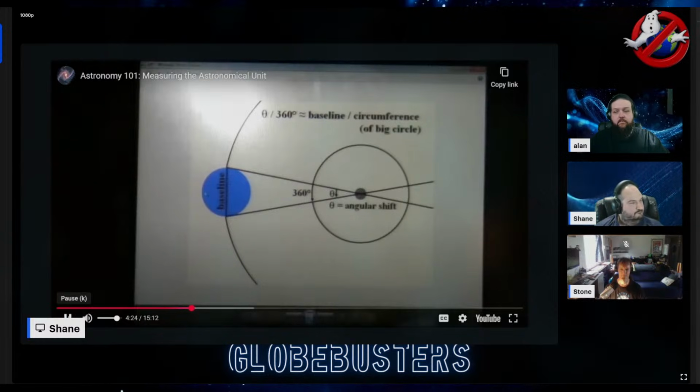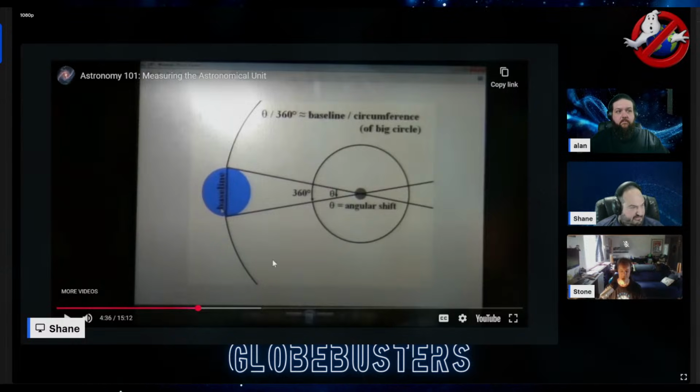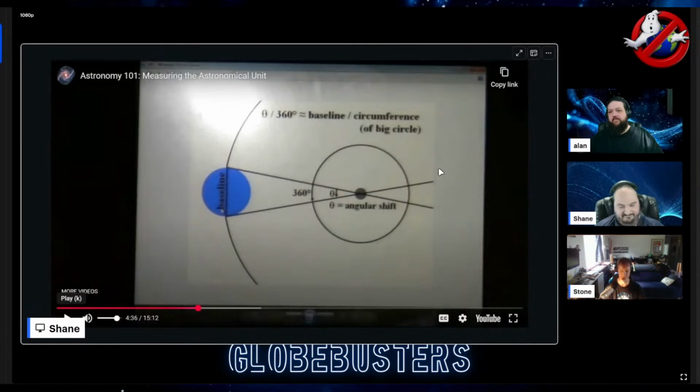What we have here on the left is Earth, and here are the 2 points of observation, one on one side of the planet, one on the other side of the planet. The distance between them, we call that the baseline. That's the distance between the observing points. We also call that the diameter of Earth, which is 2 times the radius. And it's also the opposite side when talking about the big triangle here.